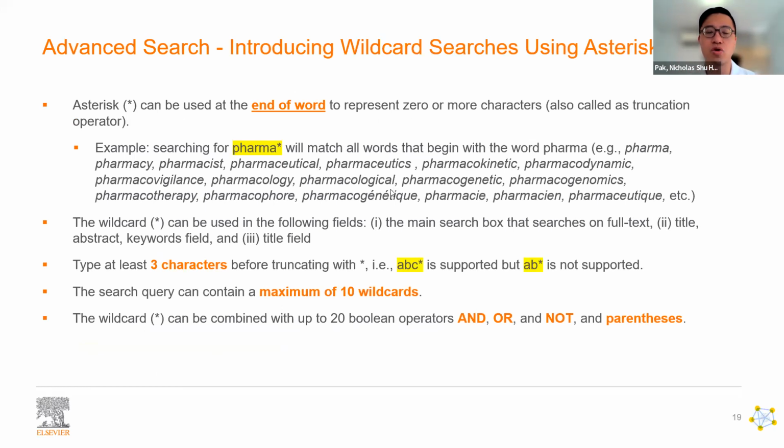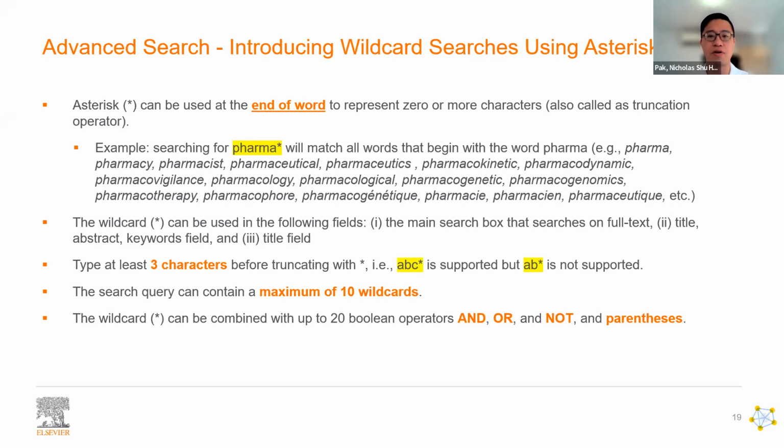We have wildcards such as using asterisks, and they can be used at the end of the word to represent 0 or more characters. And this is what we call a truncation operator. So if you're looking for, say, pharma asterisk, you get all of the words. You get pharma, pharmacist, pharmaceutical, pharmaceutics, pharmacokinetic, pharmacodynamic, etc. So this saves you time.